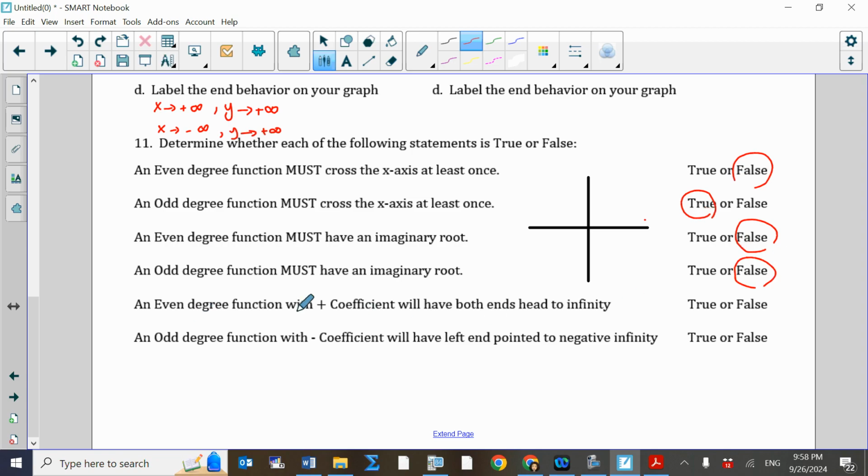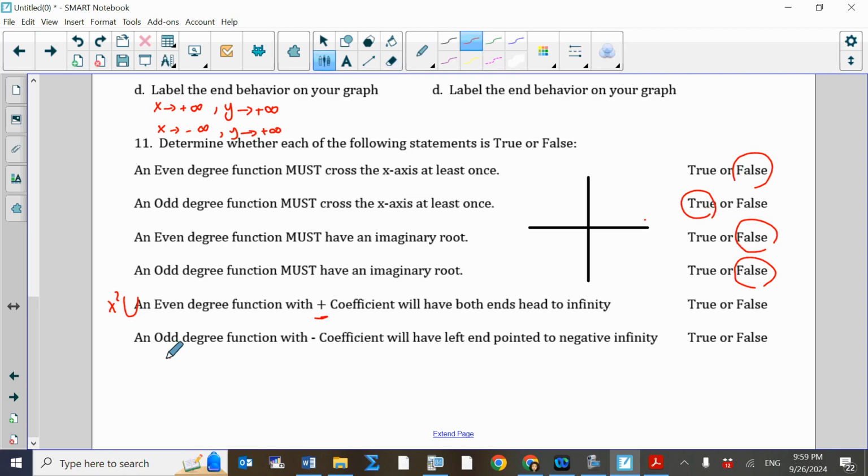An even degree function with a leading coefficient which is positive will have both ends head to infinity. Yes, this is right, because an even degree function with positive leading coefficient is similar to x squared, which is a U. So yes, the end behaviors are both going to the same direction, positive infinity. Okay, now how about this one?